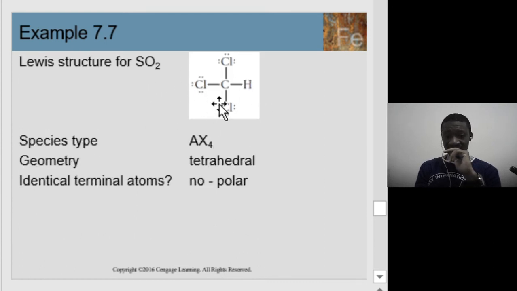And then we have this other, okay, here we have the trichloromethane. It's called trichloromethane, so it's 3 chlorine and then methane. So you have the AX4, which is tetrahedral, which is obvious.